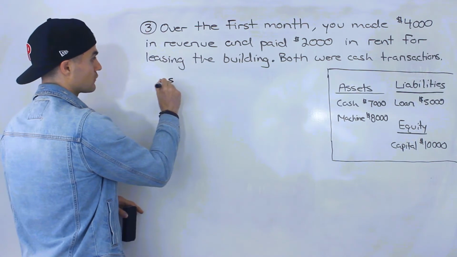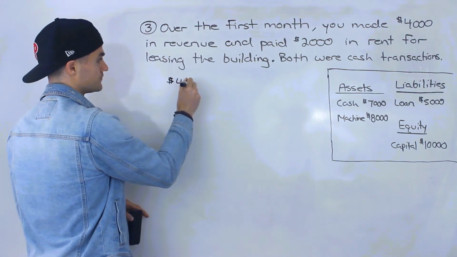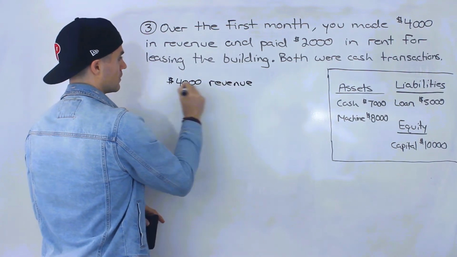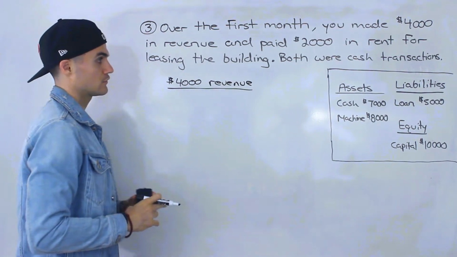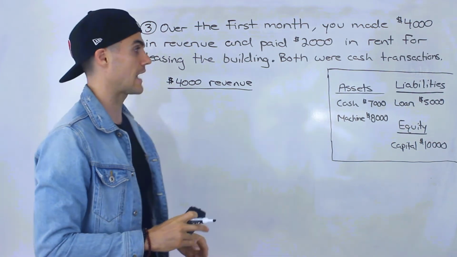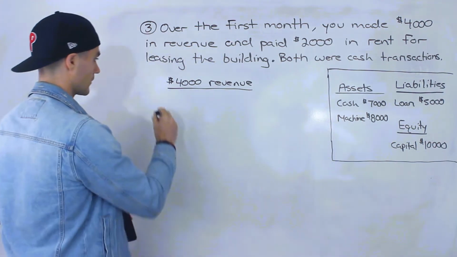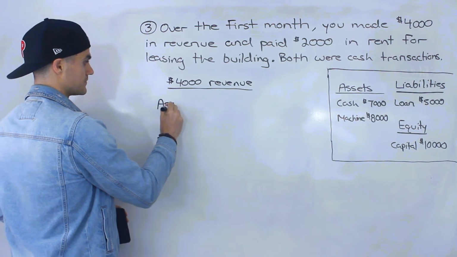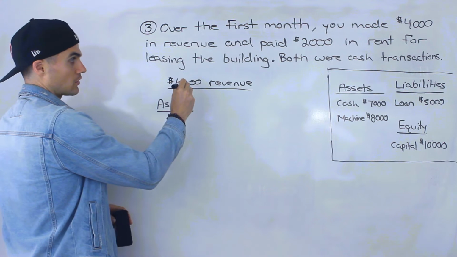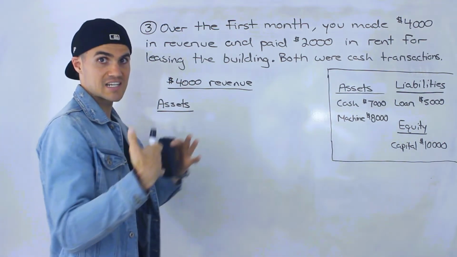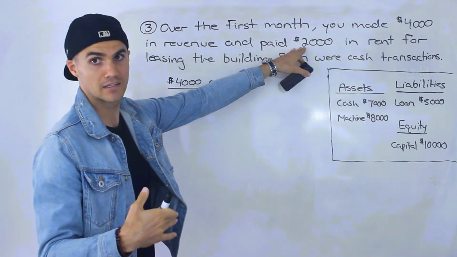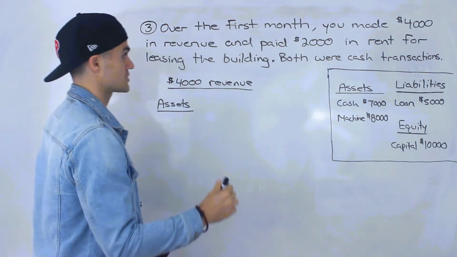So let's start off with the $4,000 of revenue. What's going to happen? How is that going to affect the balance sheet? Notice this is the balance sheet from the end of the last transaction. So we got assets, $4,000 revenue, meaning that we received cash, right? Both this $4,000 and us spending the $2,000 were cash transactions.